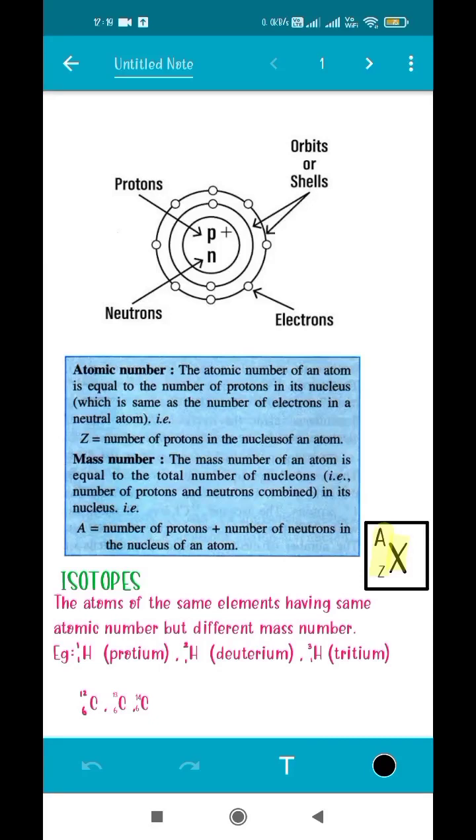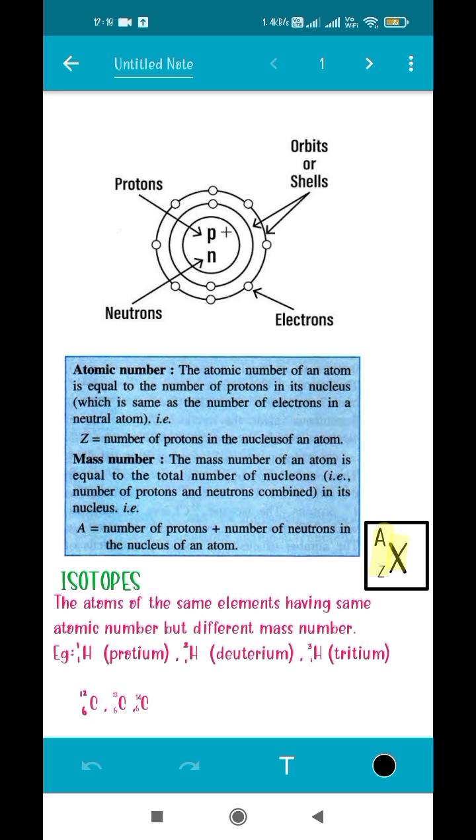So our chapter is radioactivity. As we know, in an atom we have a nucleus in the center which consists of protons, which are the positively charged particles, and it also contains the neutrons which have no charge. Outside the nucleus we have certain orbits or shells in which the electrons are present. The electrons are negatively charged particles.